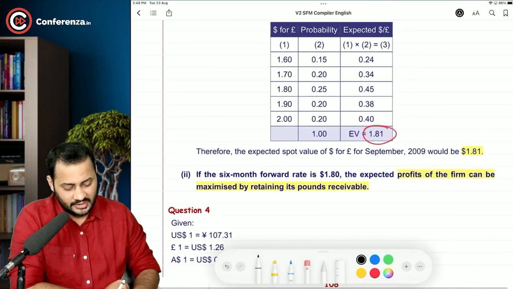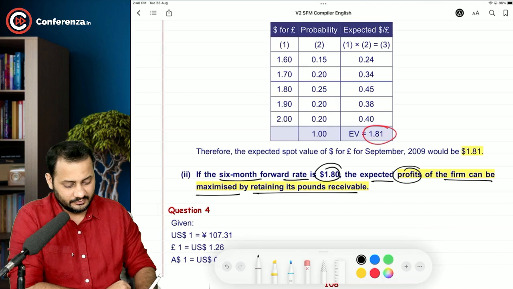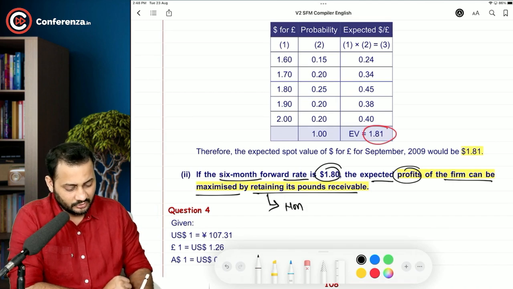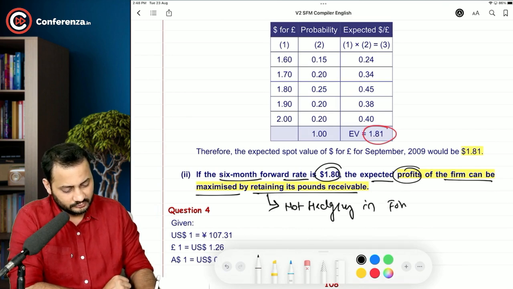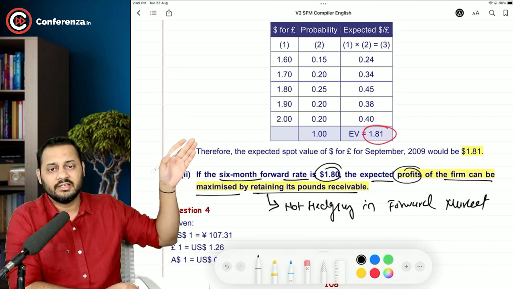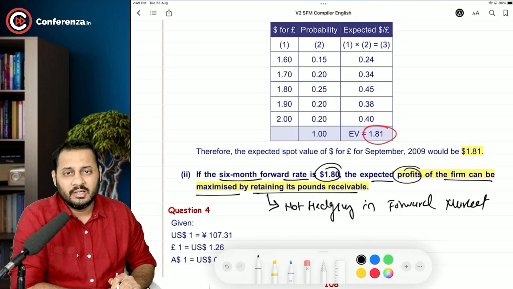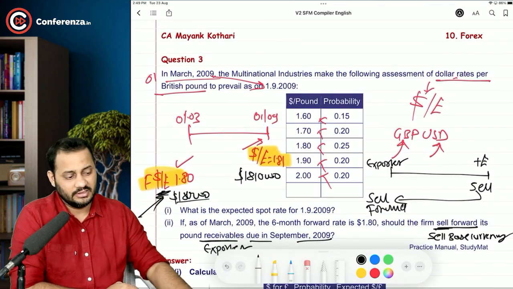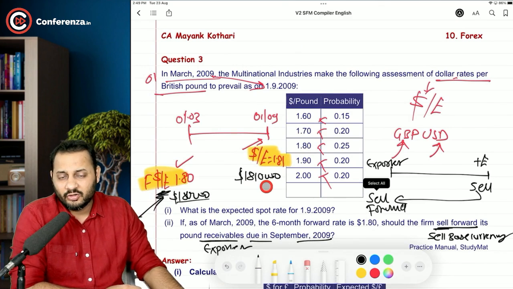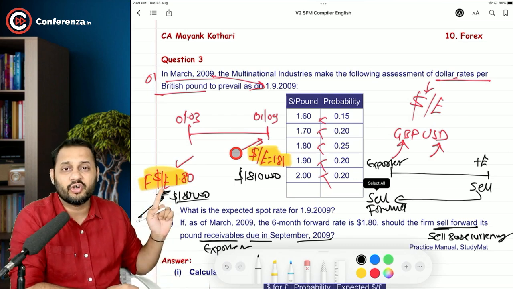So that's what is written here. If the 6-month forward rate is 1.80, the expected profits of the firm can be maximized by retaining its pound receivable. What does that mean? Retaining its pound receivable means not hedging in the forward market. Since we can keep the pound receivable and sell it in the spot market at the expected spot rate. But practically speaking, the difference is very small. You are expecting that you will receive $1,000 more, but the risk is very high because this is just an expected rate and the forward is a sure shot rate.